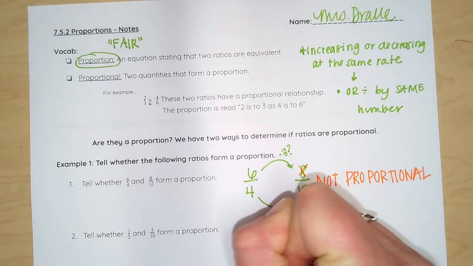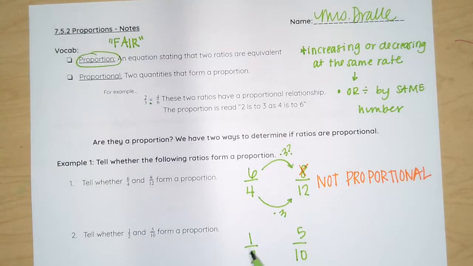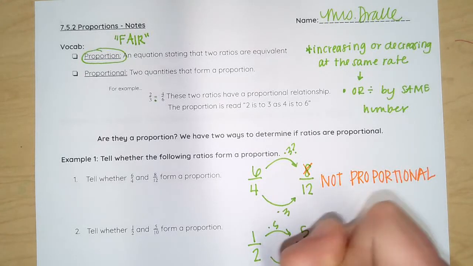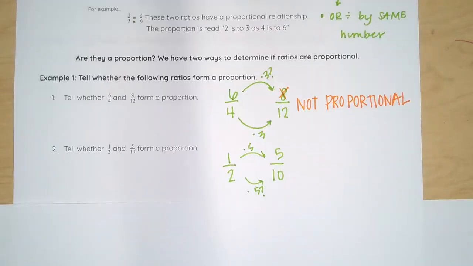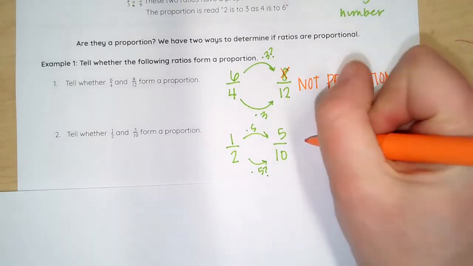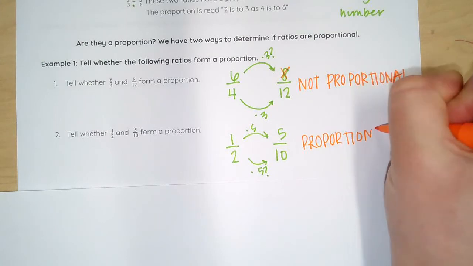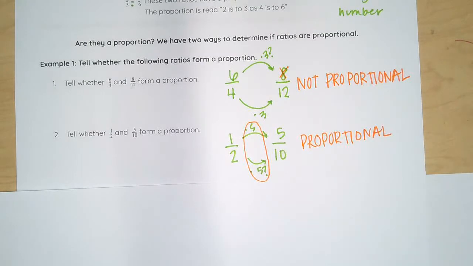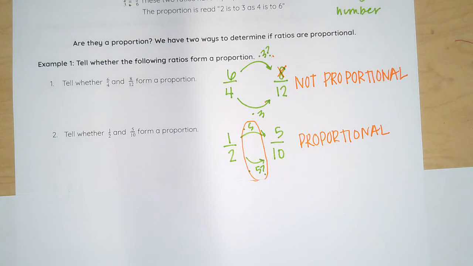So again, I'm just going to write out my two ratios and take a look and see, okay, I know that 1 times 5 gets me 5. So I ask myself, okay, does 2 times 5 equal 10? And sure enough, yes, in this case, it does. So these are proportional. So here, these match, so they form a proportion. They don't match here, so they're not proportional.